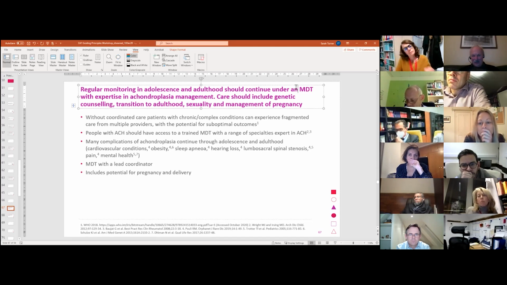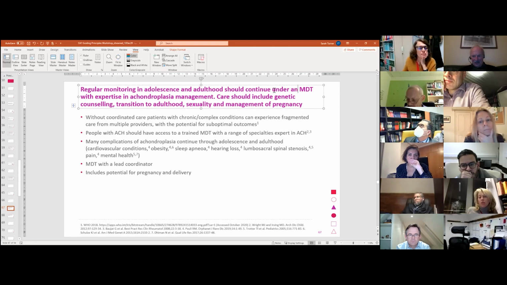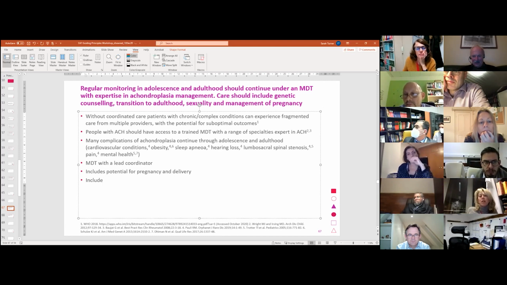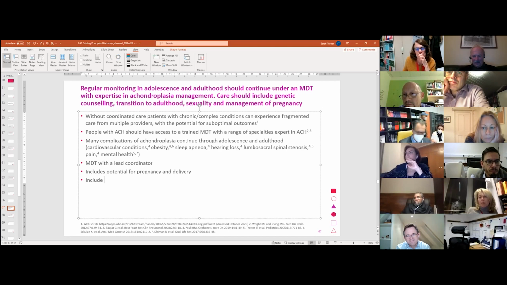That's maybe why we can also involve the rheumatologist, because they take care of these patients very often in our experience, even more than the orthopedic surgeon, because we work only when they need a surgery, but in the other case, our rheumatologist team take care of them. So maybe the lead coordinator in adult achondroplasia patients can be a rheumatologist.